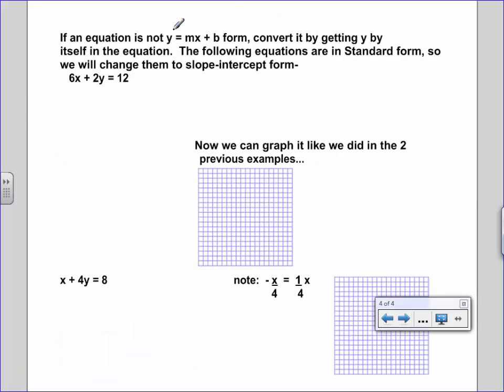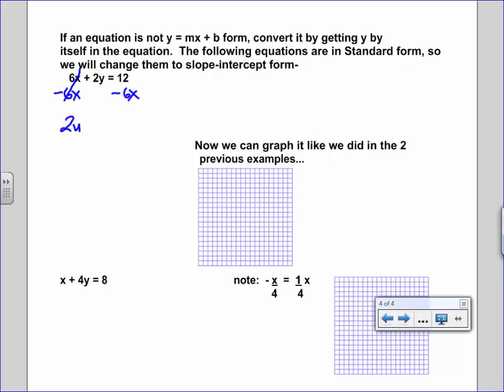Now, an equation will not always be in y equals mx plus b form, so you have to convert it by getting y by itself in the equation. The following equations are in what we call standard form, and we're going to change them to our slope-intercept form, y equals mx plus b, to make it easier to graph. Well, as we learned in a previous section, we want to get y by itself. We called it isolating y or solving for y. To get y by itself, we'll start by subtracting 6x.